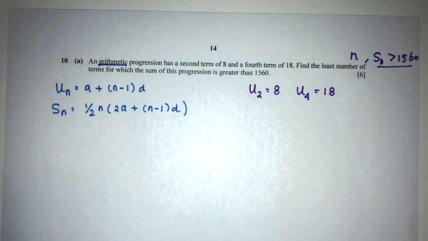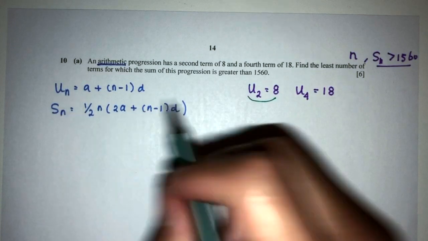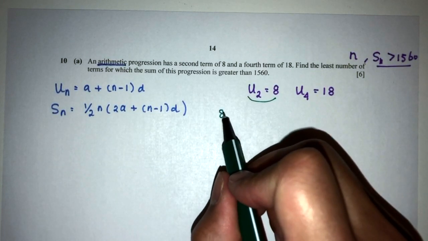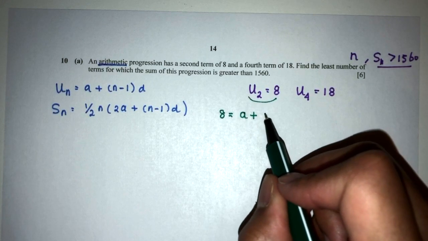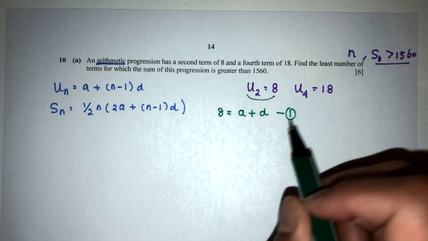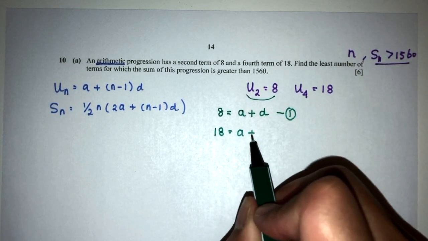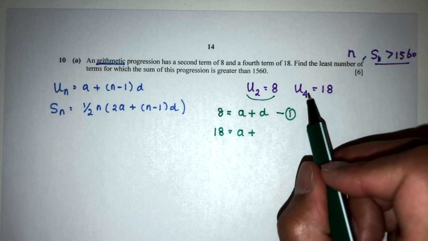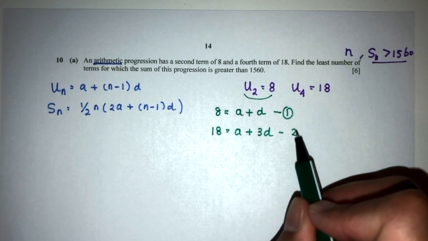So one by one, let's form two equations. So first thing first, this one. So that will be u of 2 is 8, that will be 8. A plus n minus 1 is d, that will be this one. So this is my equation number 1. Now u of 4 is 18, that will be 18. That will be a plus, so that will be n was 4, 4 minus 1 is 3, so that will be 3d. That will be number 2.